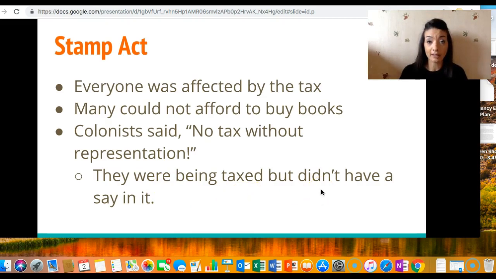So nowadays in the United States, we all vote. When you turn the age of 18, you have the right to vote, meaning that you get a say in rules and laws that are made for the country. The colonists were having these rules and laws put upon them, but they didn't get a voice. They didn't get a say in what was happening to them. No tax without representation.